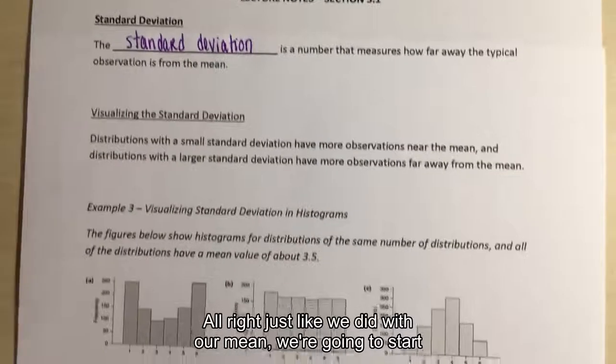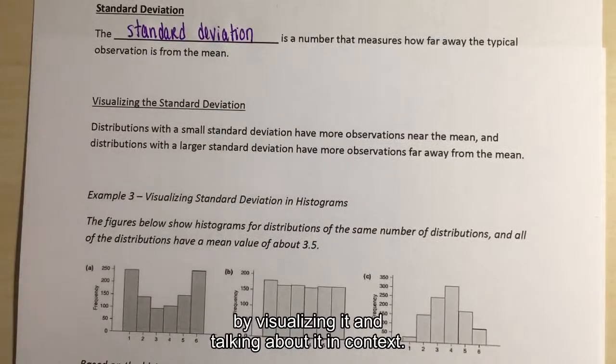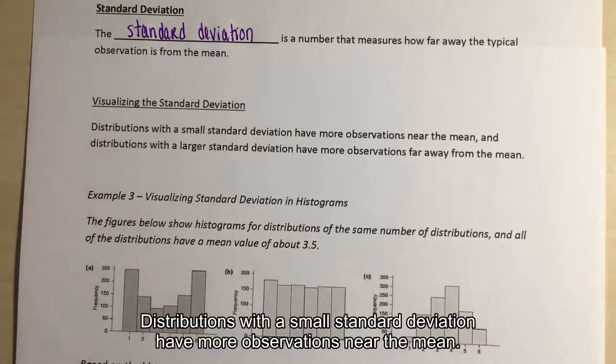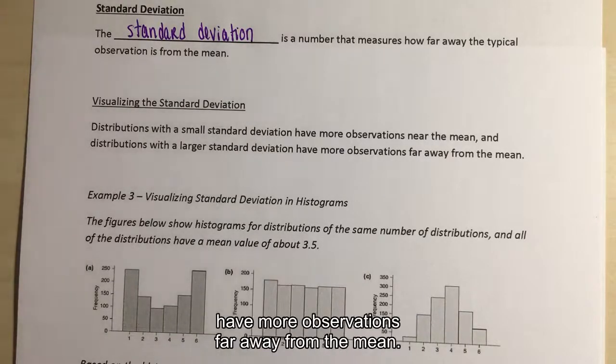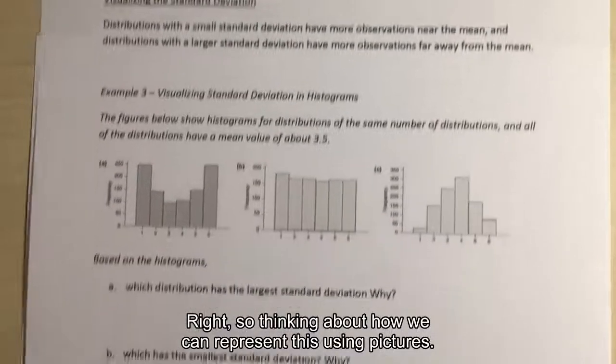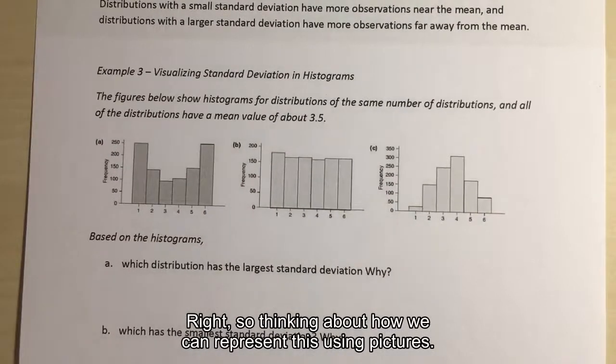Right, just like we did with our mean, we're going to start by visualizing it and talking about it in context. Right, so distributions with a small standard deviation have more observations near the mean. Distributions with a larger standard deviation have more observations far away from the mean. Right, so thinking about how we can represent this using pictures.